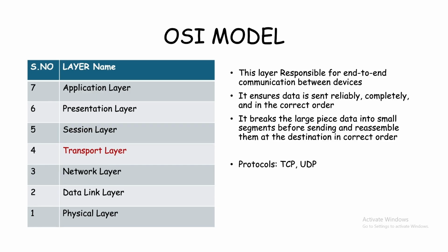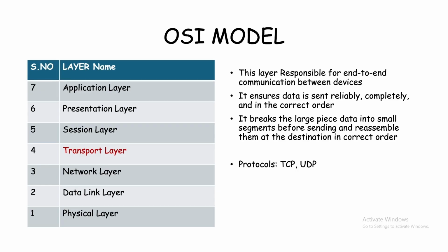Here we use the TCP and UDP protocols. If you want communication between two hosts to be reliable and connection oriented, we use TCP. And if speed is more important than reliability, like for voice or video traffic, we use UDP.